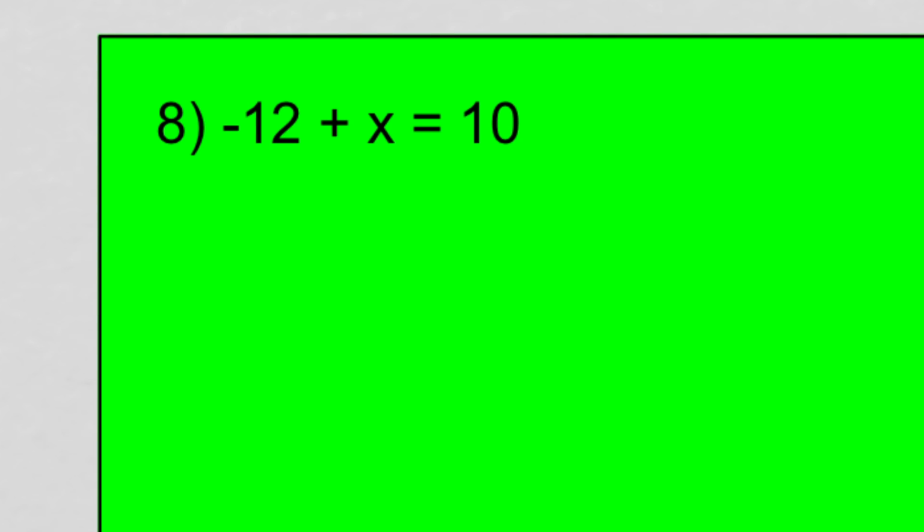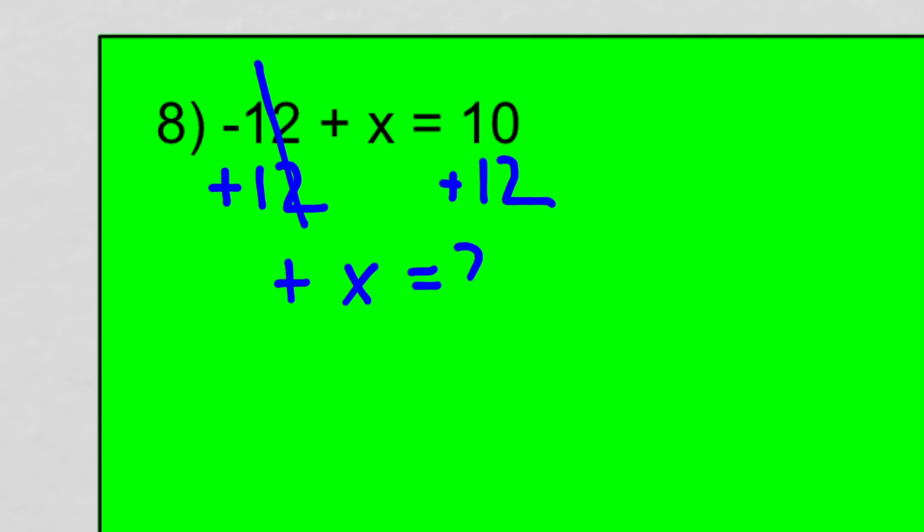Okay, this one's the same idea, but slightly different. It's the same as the last one, except I want to make the x by itself. Well, how do I make negative 12 go away? I plus 12, and if I do it there, I've got to do it there. Negative 12 plus 12 goes away, and I'm left with a plus x equals 22. But I don't need that plus sign there to know that that variable is positive. So that's x equals 22.